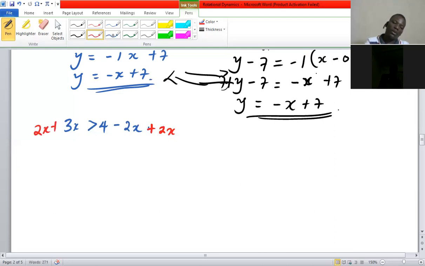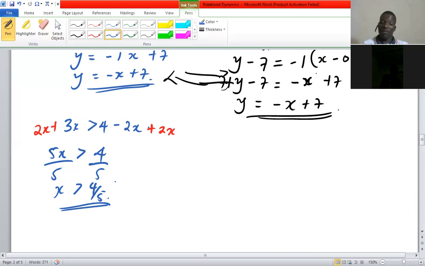So what we're going to have is 2x plus 3x, we have 5x greater than 4, and then here you'll see that -2x plus 2x will be 0, right? So you divide throughout by 5. So you have x is greater than 4/5.